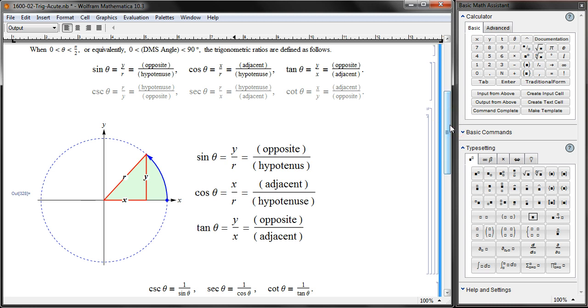And then cosecant, secant, and cotangent are just reciprocals. As we see down here, cosecant is 1 over sine of theta, secant is 1 over cosine of theta, and cotangent is 1 over tangent of theta. Here's everything reviewed in a single viewing window. This is where I'm going to stop the first segment of this video lecture.